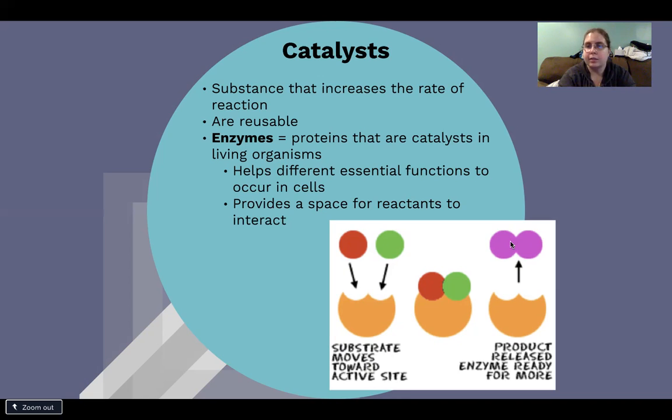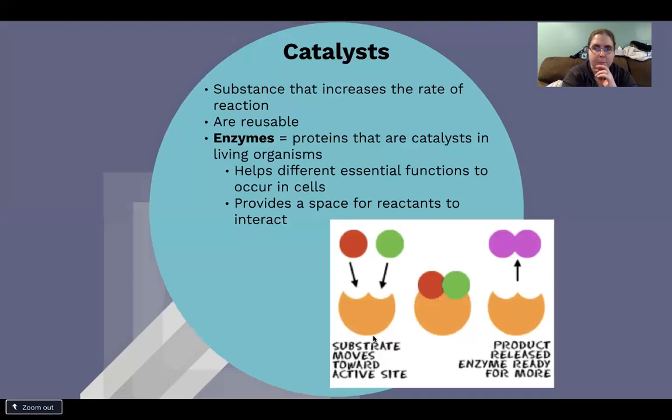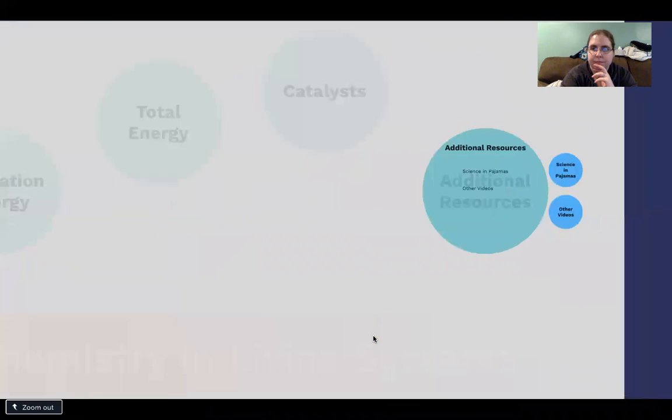But they do these essential functions because honestly, without them working, a lot of these functions would take too long. The cell would die in the meantime. And if the cell dies, you die. And we don't want that. So the nice thing about enzymes is, like we were saying with this picture, they provide a space for the reactants to get close enough that they can interact and go through a reaction in order to form the product. All right.